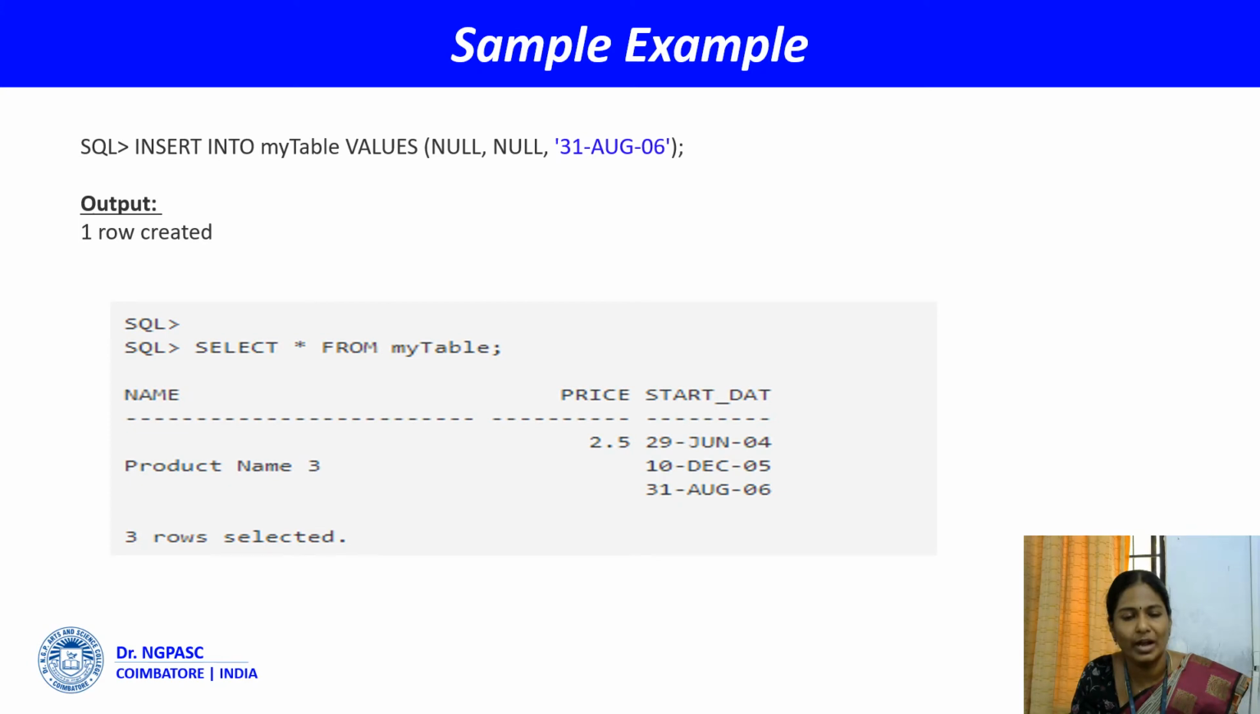In the first row, you entered only the price and start date. The name wasn't given, only the null value, so nothing is stored for it in the table called my table. In the second insert statement, you inserted product name 3 and the start date in the second row. You didn't know the price, so it is empty in the second row. In the third insert statement, you didn't know two values, so you give the null value for two fields, and only for the third field you give the date value. So the third value will be stored in the table database.